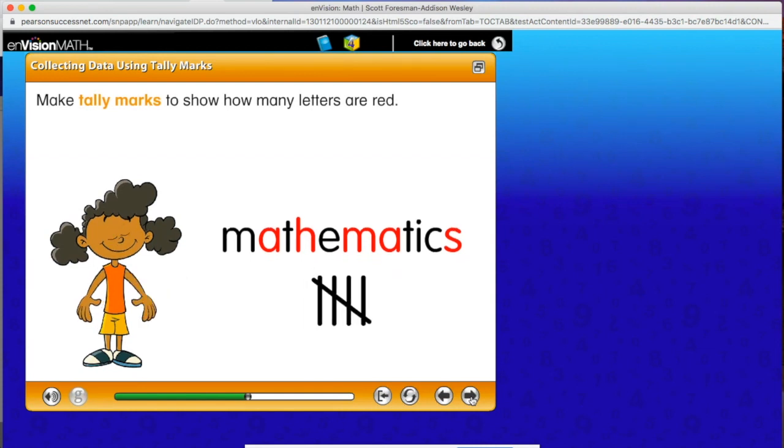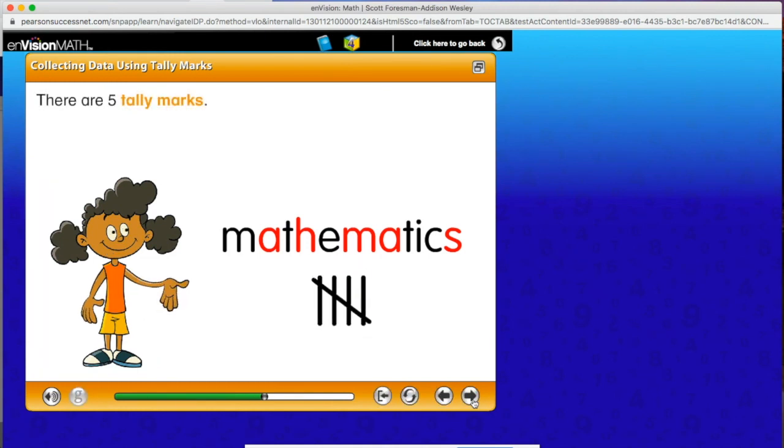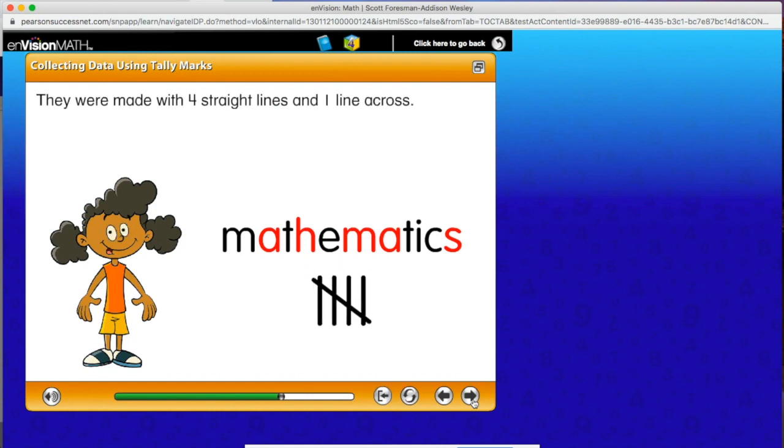Make tally marks to show how many letters are red. Again, you would make your straight marks down, 1, 2, 3, 4, and then close the gate at 5. How many tally marks do you see? There are 5 tally marks. How were the tally marks made? They were made with 4 straight lines and 1 line across. That's what we like to call close the gate.